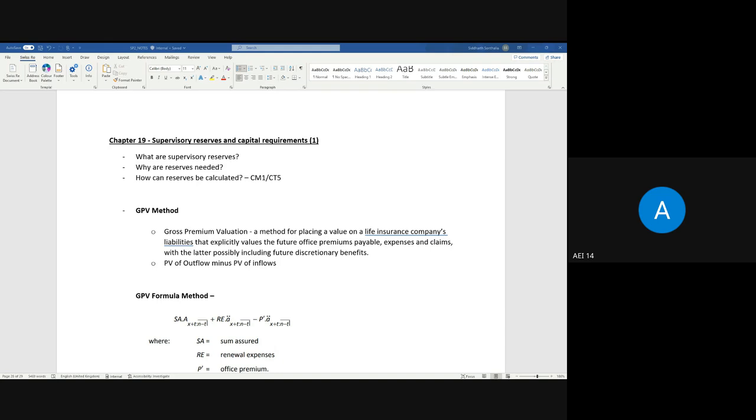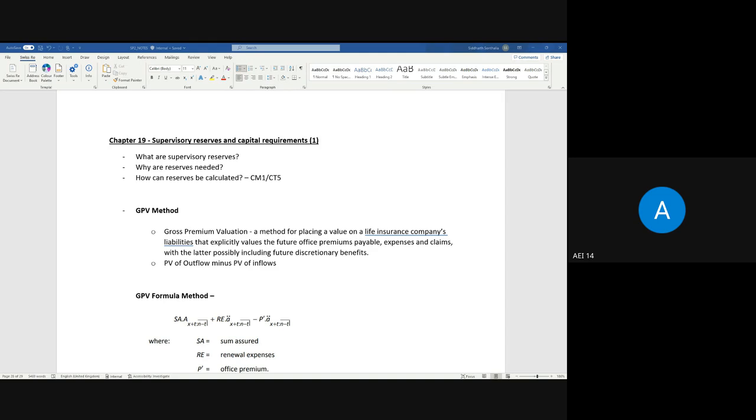Now we'll look at how these reserves are calculated. This is something we extensively had in our CT5 portion of CM1, where we had two methods, the net premium valuation and the gross premium valuation. We'll see mostly the GPV method is used across companies for calculating supervisory reserves, and it's on a prospective basis. You'd remember when we were studying GPV in CT5, we had two bases, retrospective and prospective. Retrospective was when you looked into the past at all the cash flows that have occurred till date and calculated a reserve in that manner. But when we talk about GPV for reserving, we look into the future: all the outflows, all the inflows, discount them, and then calculate our reserve at time T.